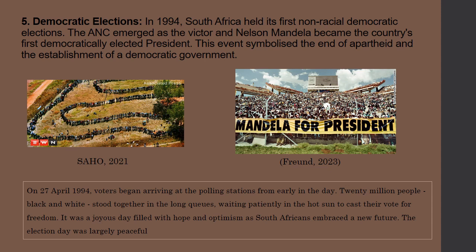On 27 April 1994, voters began arriving at the poll stations from early in the day. 20,000 people, black and white, stood together in the long queues, waiting patiently in the hot sun to cast their votes for freedom. This was a joyous day filled with hope and optimism as South Africans embraced a new future. The election day was largely peaceful.